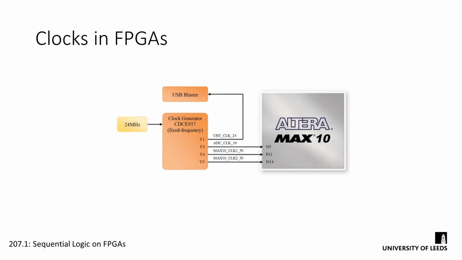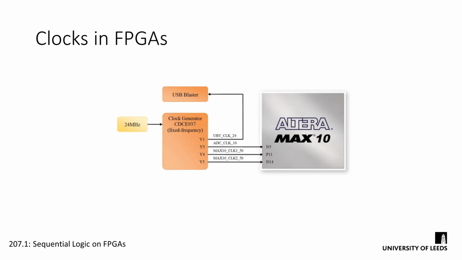These clocks are generated by an external clock generator chip on the board, which is driven by a 24 MHz crystal. Now, when creating a digital design, there's rarely a one-size-fits-all solution to the required clock speed. In complex systems, different parts of the circuit will require different clock rates, sometimes orders of magnitude apart.